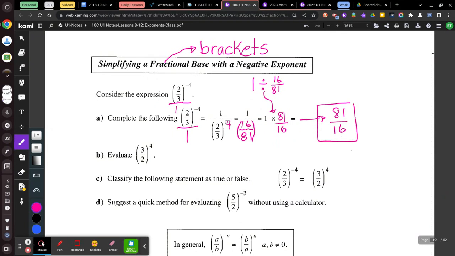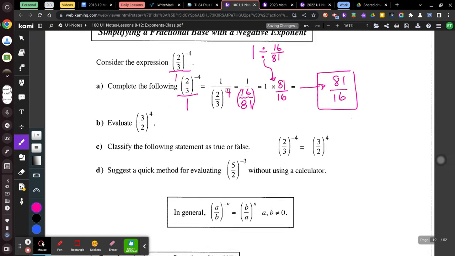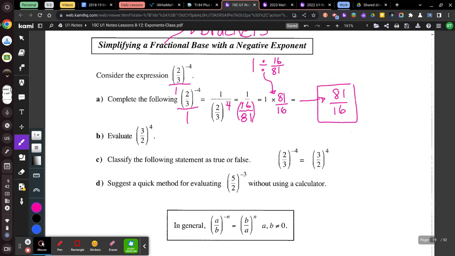Now, the short way to do it, I'm going to show you the short way to do it with the next question. So it says evaluate 3 to the 4, 2 to the 4. Well, 3 to the 4, 2 to the 4 is 81 over 16. So what are we noticing? The negative exponent with opposite up and down, they are equal. This is a true statement. Okay, that is a true statement.